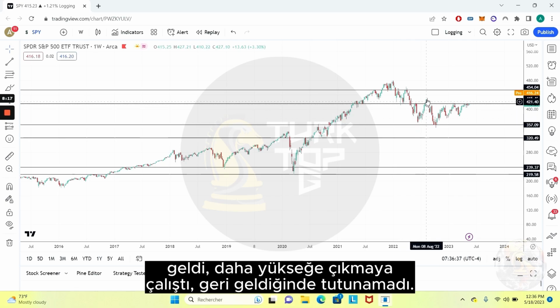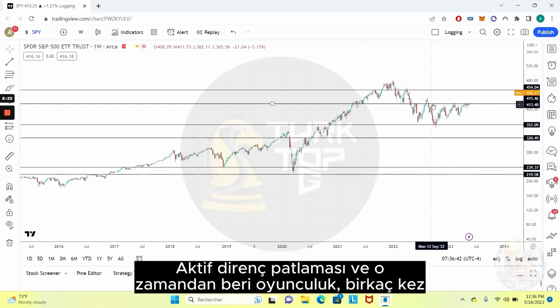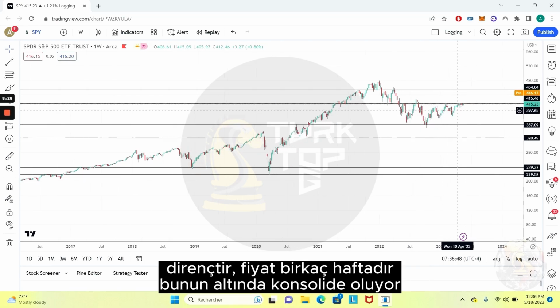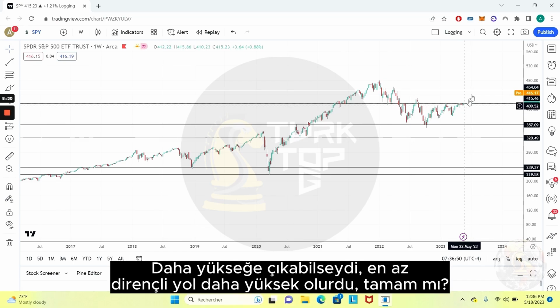It went lower. Price came back above it, tried to break higher, could not hold. Once it came back, it acted as resistance, boom. And since then, it has been acting as resistance multiple times. Price has been consolidating below it for multiple weeks. If it can break higher, the path of least resistance would be higher.